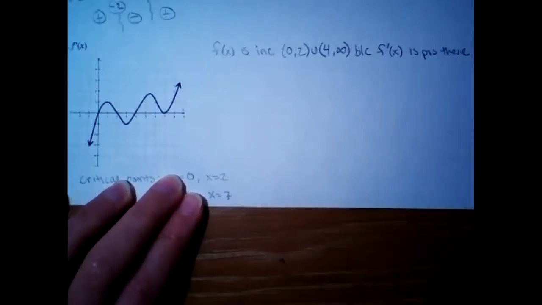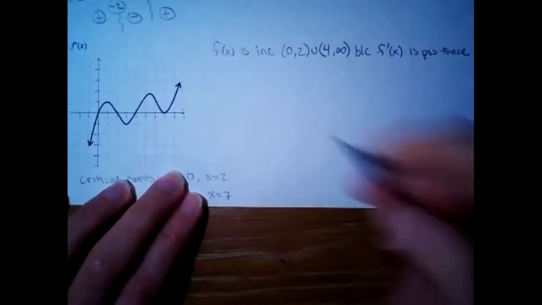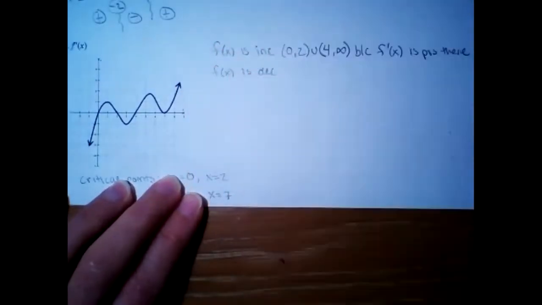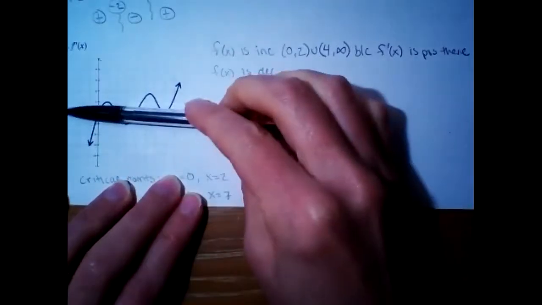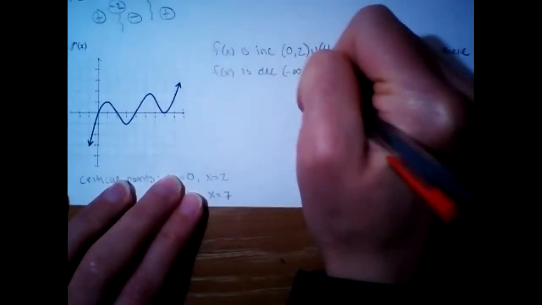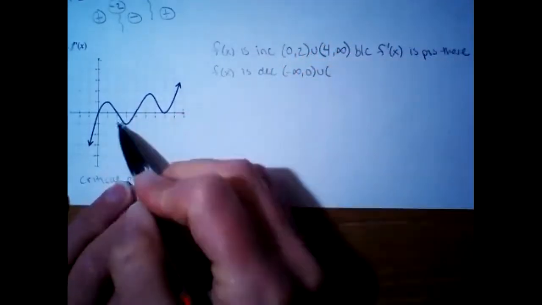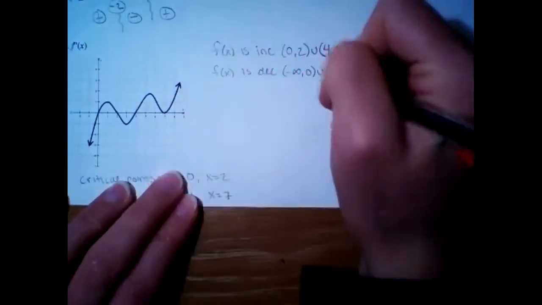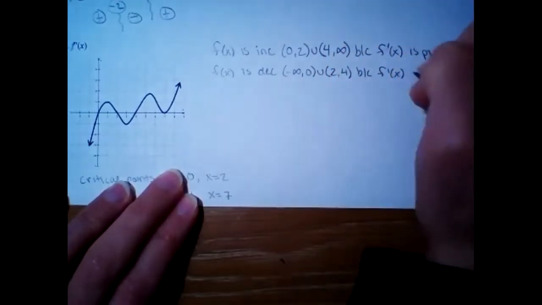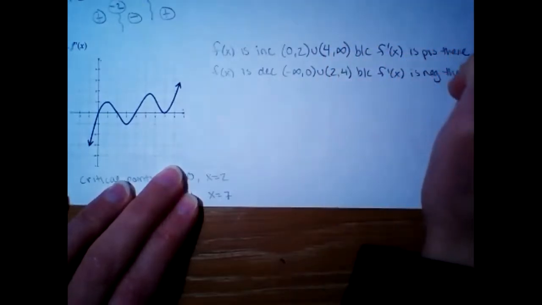All right, and then the sibling statement, it's going to be decreasing everywhere else for the opposite reason. So f of x is decreasing where the derivative is negative. That would be below sea level. So that's going to be negative infinity to 0, union 2 to 4, because f prime is negative there.